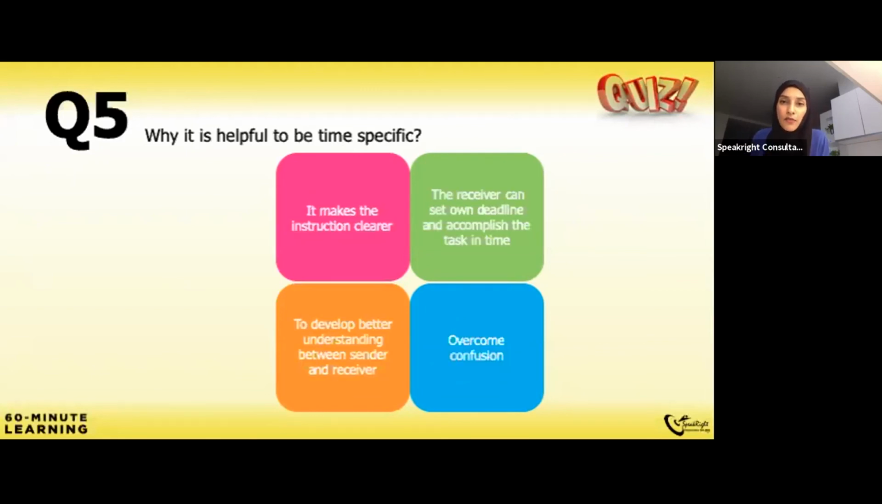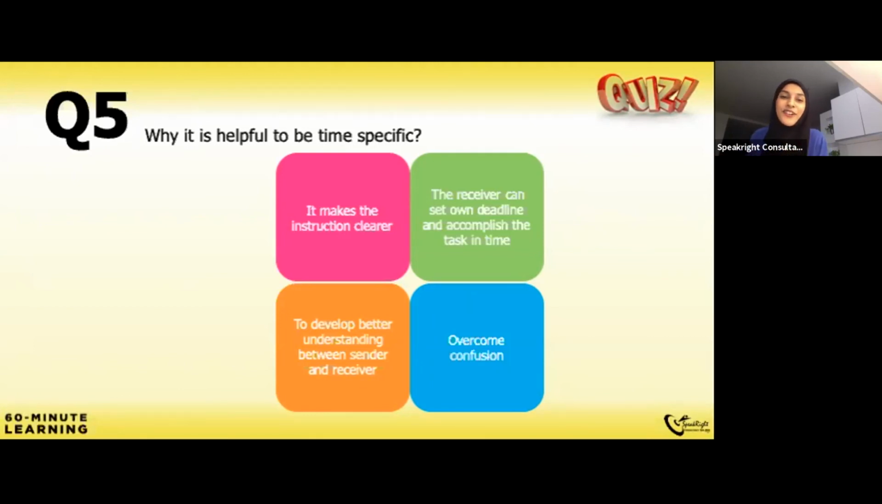Why is it helpful to be time specific? Remember MAT. It makes the instruction clearer. The receiver can set own deadline and accomplish the task in time, to develop better understanding between the sender and the receiver, to overcome confusion. I want the closest answer to this. They can be very close.